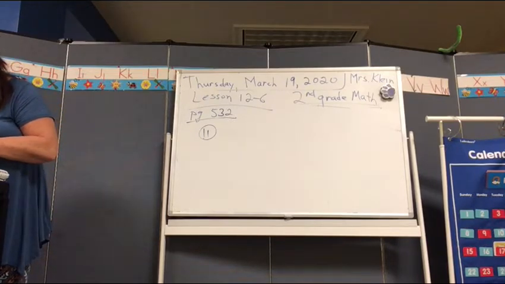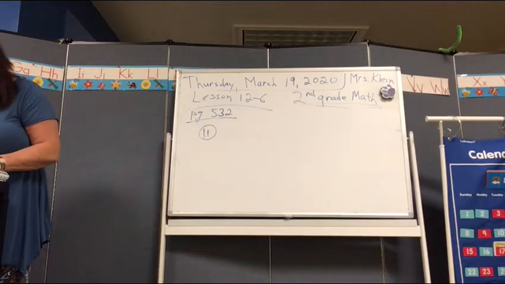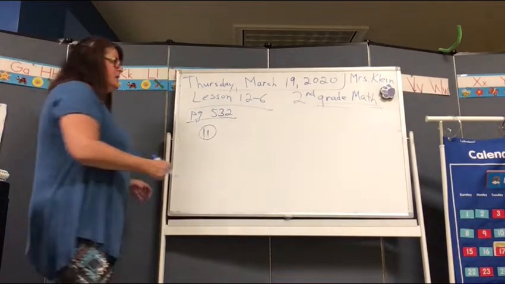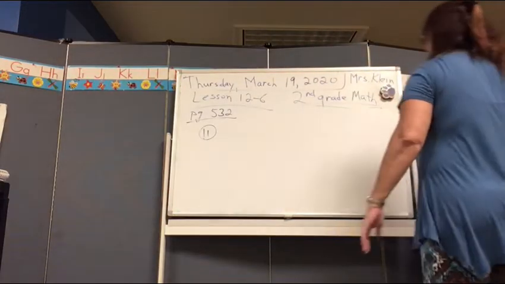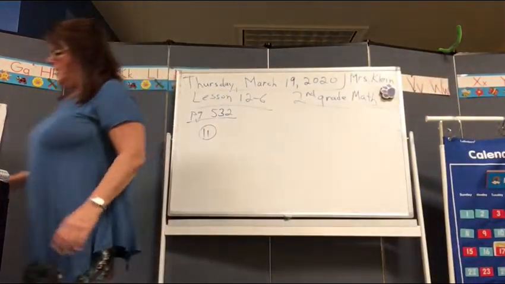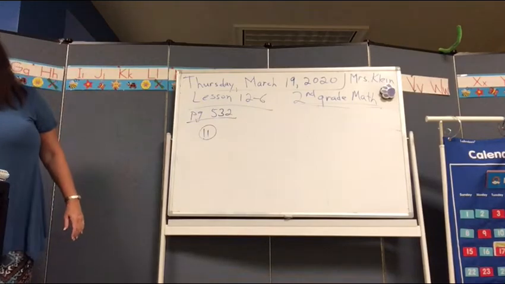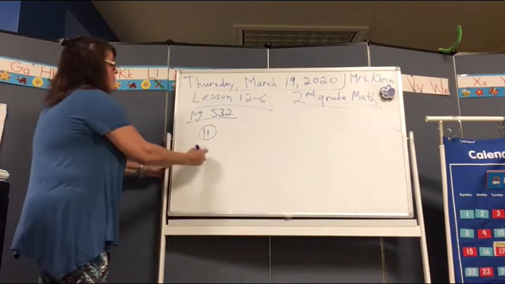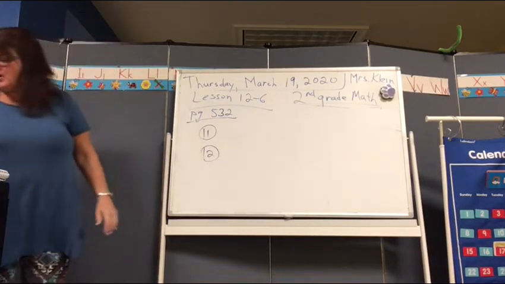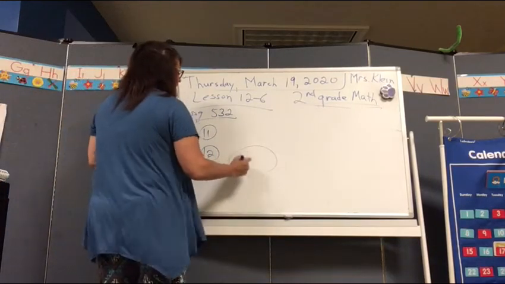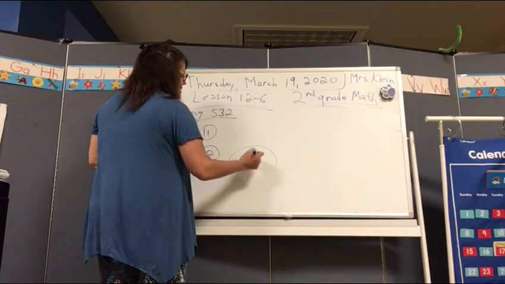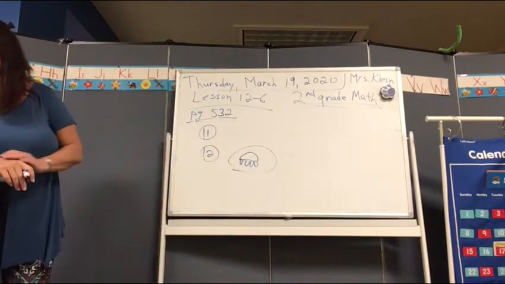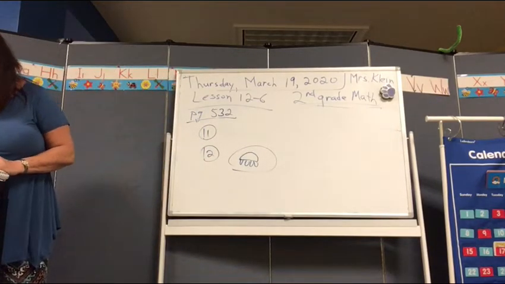Number 12, circle the real object that would be about 2 meters long. So again, 1 meter is very long. 2 meters is long. So would a pencil be the size of 2 meters long? No. So number 12, you are going to circle the couch. That's my couch. You're going to circle the couch.